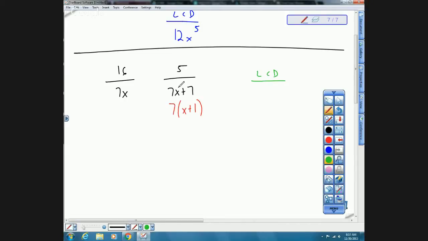So what do they share? They both have a 7 in it. So I'm going to write it once. And then there's an x left over and an x plus 1. So don't write 7 twice, because that's what they share. The reason you only write it once: the LCD of 1/7 and 2/7 is 7.